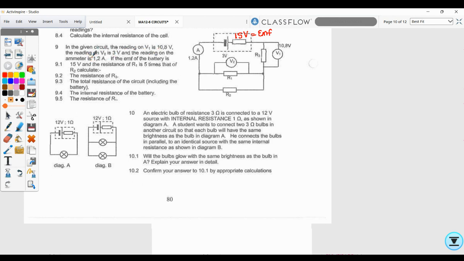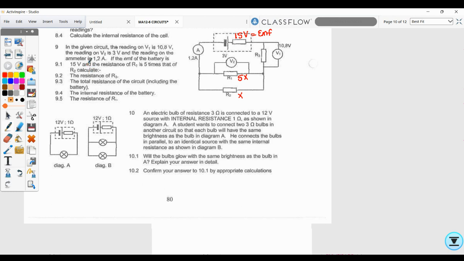The reading on the ammeter is 1,2. They've given us that. If the EMF of the battery is 15 volts and the resistance of R1 is 5 times R2, give it a think. Say that R2 is X, then what would R1 be? 5X. Make your life easy for yourself. You guys are good with X's. I've realized to stop fighting the battle to call it R. Just call it what you want.